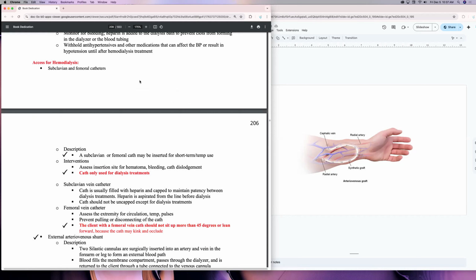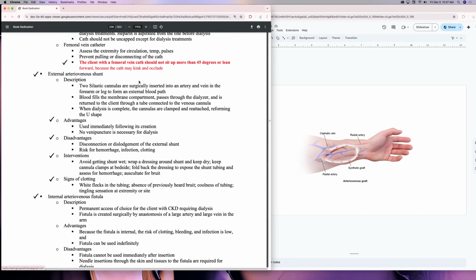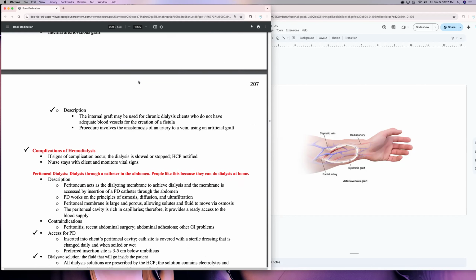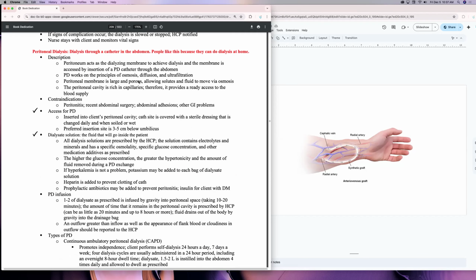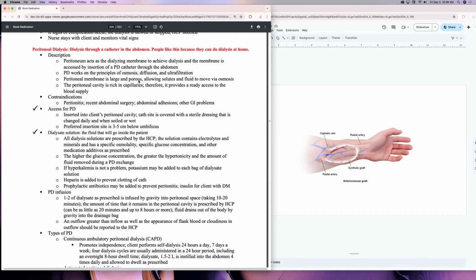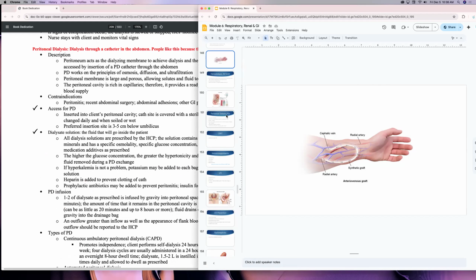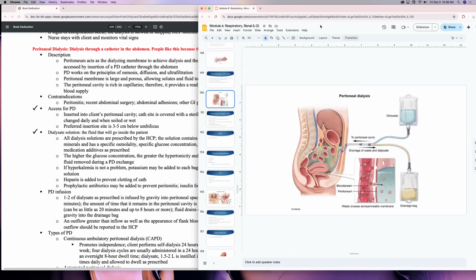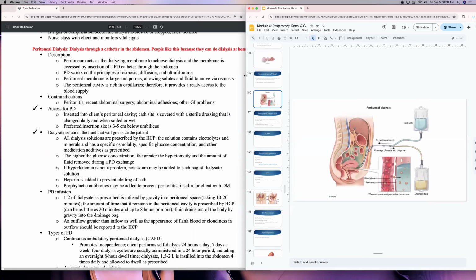All right, so that is hemodialysis. So let's take a short 5-minute break. And when we come back, we are going to talk about peritoneal dialysis, which is dialysis through a catheter in the abdomen. And then we're going to do questions on dialysis. Thank you.